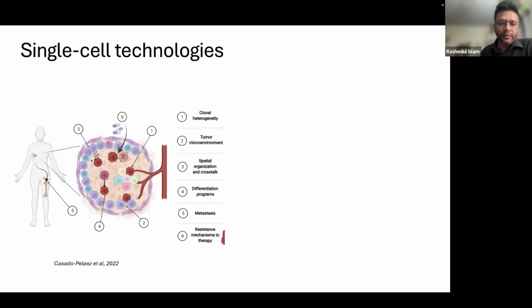So without studying the tumor at a single cell level, we cannot get a better picture of what is inside this tumor. This could be very different between individuals. The cellular composition could vary between individuals. So we need to understand the cellular composition to provide better therapeutics.